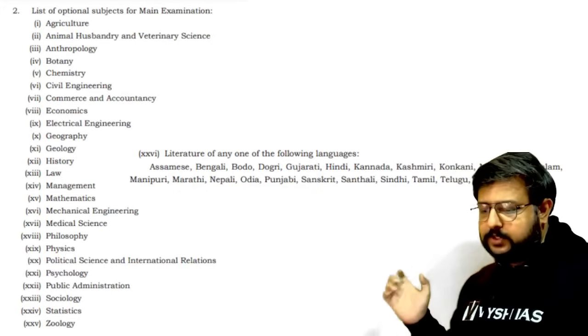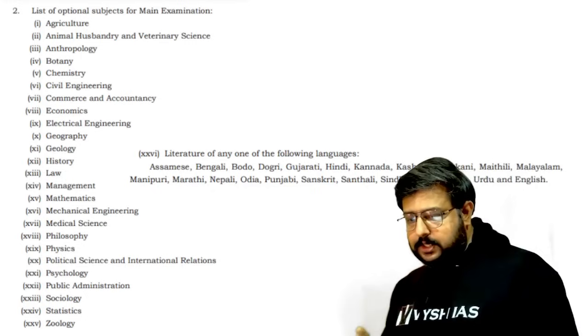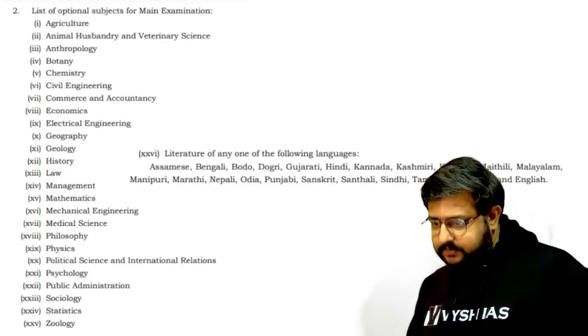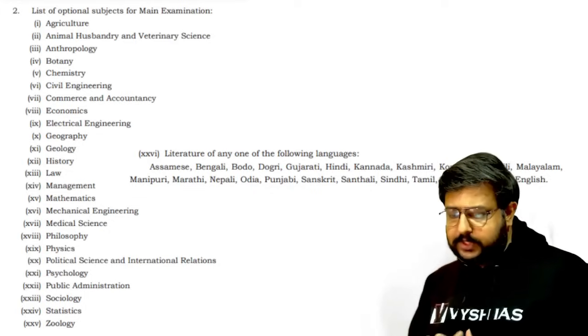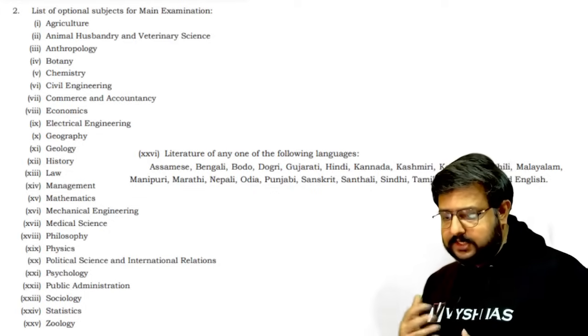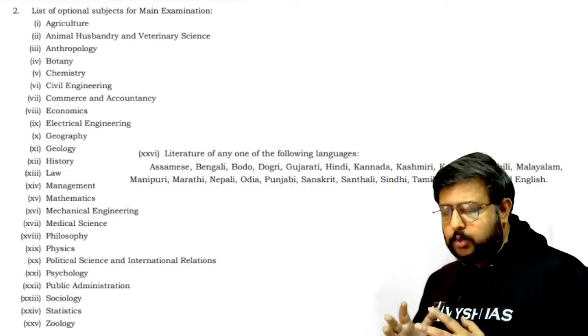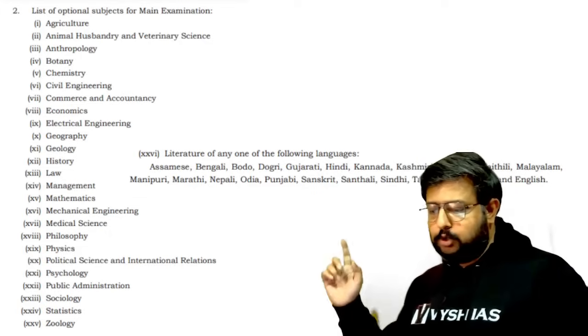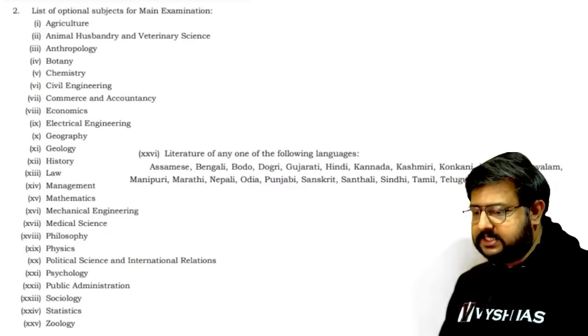Okay, I know most people choose PSIR, anthropology, history, geography, then public administration, sociology. These are the most I have seen in my students. Then there will be people who have taken economics, or based on their degree they have taken civil engineering and psychology and all these things, but most are these 6-7 optionals. Okay, so that also you have to know. Then literature, I told you, any of those languages, literature also you can choose.